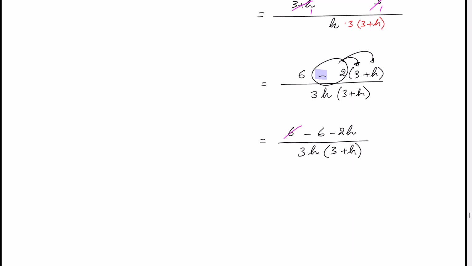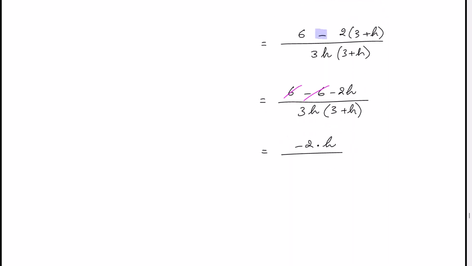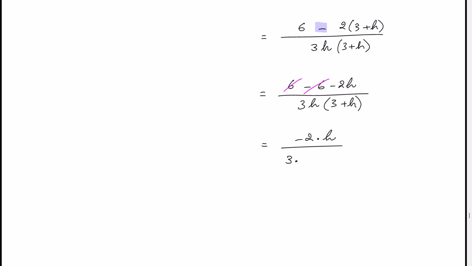First of all, the 6 and negative 6 are not needed. They're just going to disappear, because one is positive and one is negative. And I'm going to end up with negative 2h. By the way, there's a multiplication in the middle there. On the denominator, I have 3 times h, technically, times 3 plus h. I haven't been writing the little dots because it's understood that there's multiplication there.